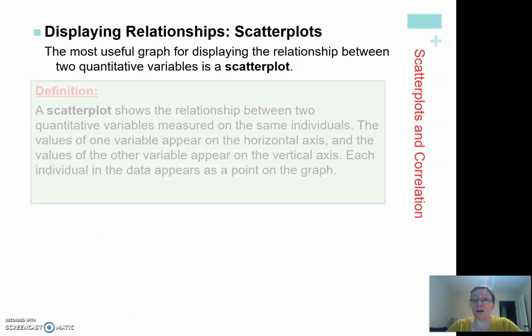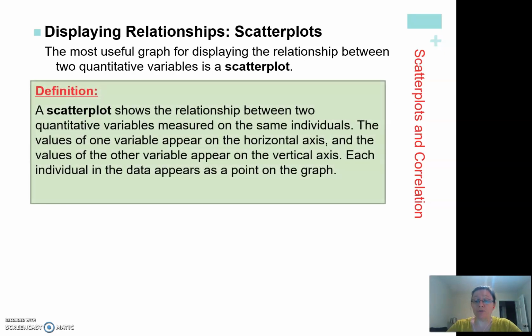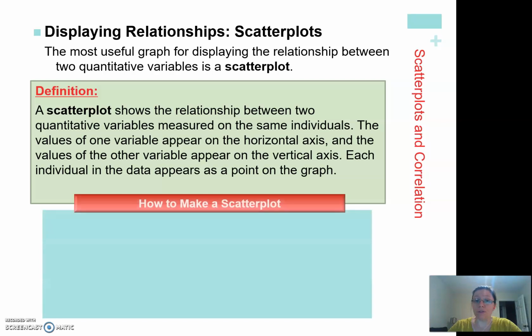Now, a scatterplot is the most useful way to show a relationship between two quantitative variables. They have to be quantitative, right? And they have to be on the same individual or the same subject. The values of one variable are on the horizontal axis. These are your explanatory variables, always on the horizontal axis. And your response variable will always be on the y-axis. I believe in science they refer to independent and dependent variables. So each observation appears as a point on the graph.